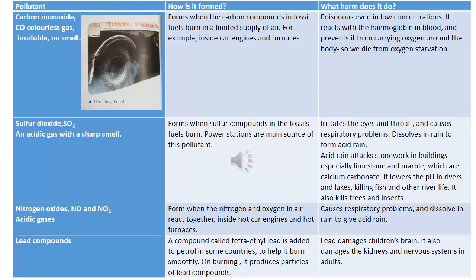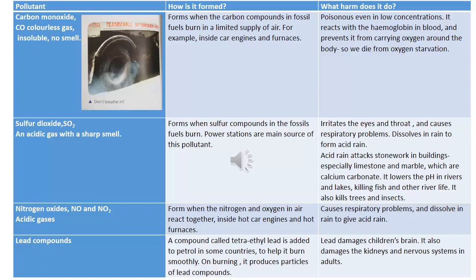Okay. And the second one is sulfur dioxide. The chemical formula is SO2. The characteristic of sulfur dioxide is that it is an acidic gas with a very sharp smell. How is this sulfur dioxide formed? It is formed when the sulfur compounds in fossil fuels burn. When the fossil fuels burn, the sulfur present in them is converted into sulfur dioxide. Any substance burns only in the presence of oxygen. So when the fossil fuel burns in the presence of oxygen, with the sulfur compounds, the sulfur dioxide pollutant is produced.